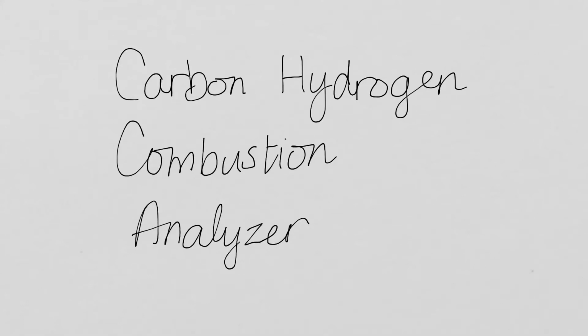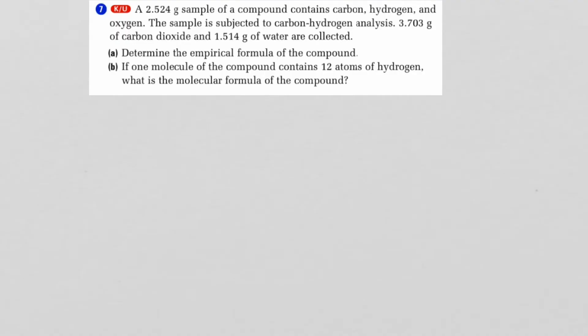So this video will cover carbon-hydrogen combustion analyzers. It's basically a type of analysis that takes a hydrocarbon, an unknown hydrocarbon, subjects it to complete combustion, so burn it, and the number they gave you will be the mass of the carbon dioxide and water that's produced, and from there you are told to find the formulas. So either the empirical or the molecular formula.